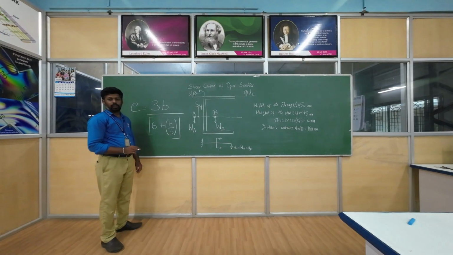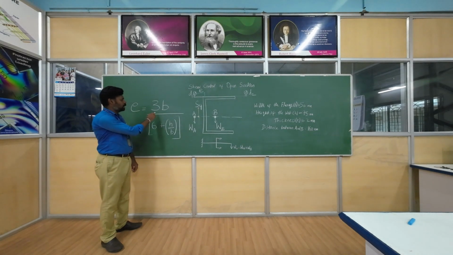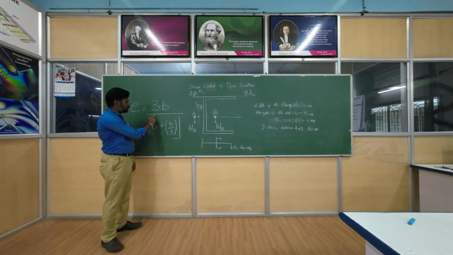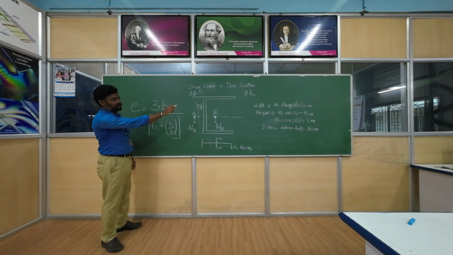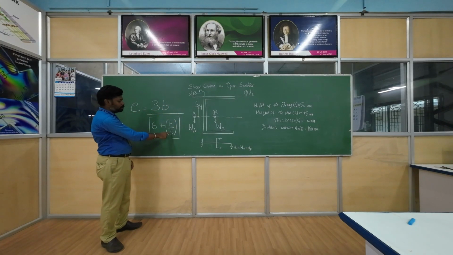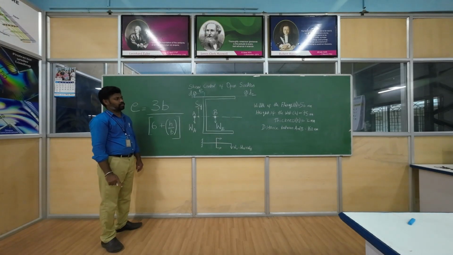Now we are going to see a theoretical formula to compute the shear center of the given channel section. We can derive this formula by using shear flow of an open section. It is e = 3b divided by (6 plus h by b). Here b stands for the width of the flange, which for us is 50 mm. And h stands for the height of the web, which is 75 mm.